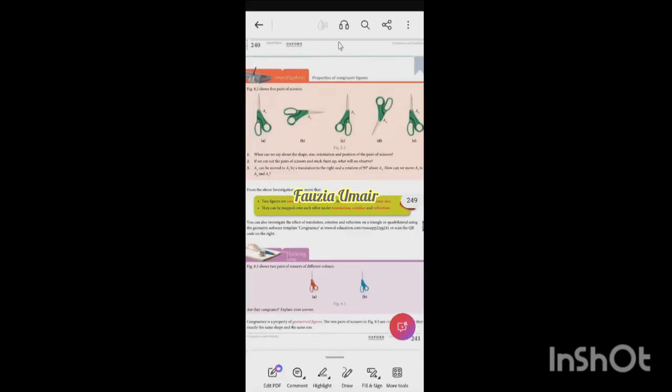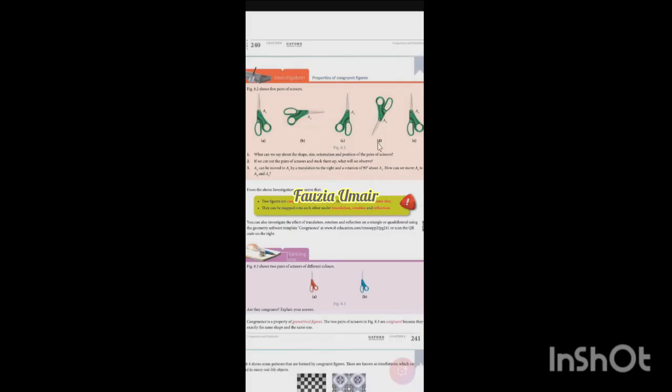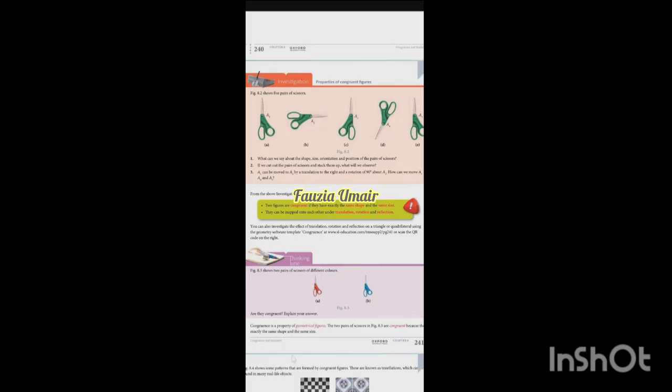Yes, ma'am. It's updated now. There are 5 different pairs of scissors. How are these 5 figures similar? Because they are all the same. It's the same scissor in all the 5 figures. Then what makes them different from each other? It's the 3 properties which are involved in congruence. What are those 3 properties? Translation, rotation, and reflection.